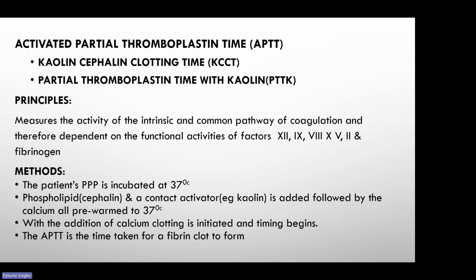We also have the activated partial thromboplastin time, initially called the kaolin cephalin clotting time, or the partial thromboplastin time with kaolin. These are the initial names, but now it's activated partial thromboplastin time. The principle of the test is that it measures the activity of the intrinsic and common pathway of coagulation. Therefore, it depends on the functional activities of factors 12, 11, 8, 10, 5, 2, and fibrinogen. Once again, collect your blood samples, generate the platelet poor plasma, and follow the manufacturer's instructions to perform the test.